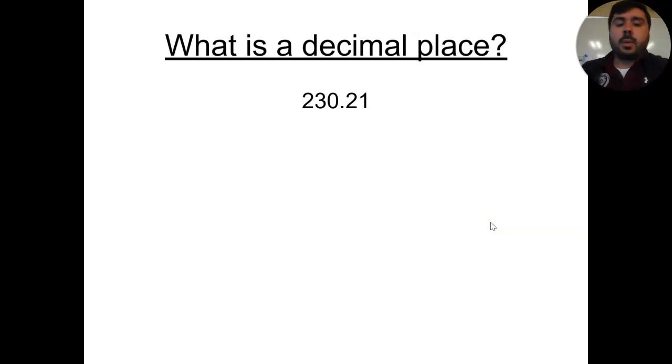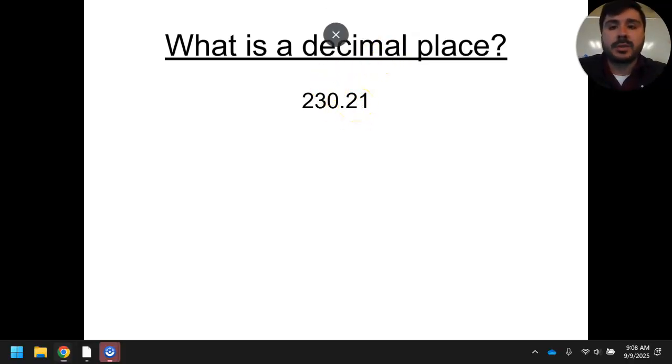So let's take a look here. Okay, what is a decimal place, right? Recognizing that we've got a very similar looking number here, just added on a couple of extra digits. Initially, this number here was a 230, right? But now we've got this decimal point here, and the decimal point means we've now got decimal places to deal with. Well, what is a decimal place? It's basically any set of numbers that come after the decimal point, right? Anything to the right of this decimal point right here, guys, is considered a decimal place.